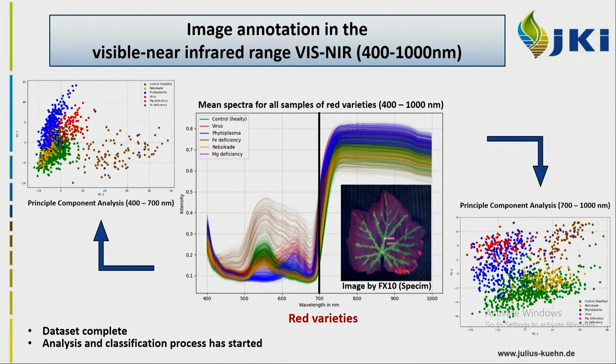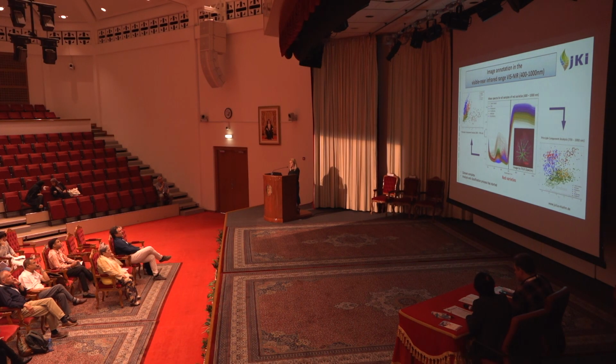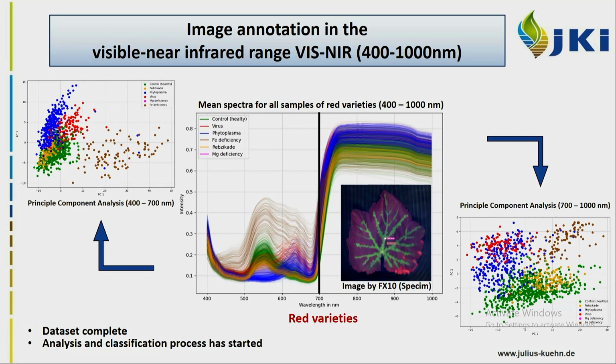During the next slides, I want to summarize the first results of the image annotation in the visible near-infrared range with NIR. This is a work package which is worked on by other colleagues, so I tried to roughly summarize this. I hope it's clear for everybody. So in this mean plot, the mean spectra are plotted for all samples of the red varieties, and each color represents one of the disease classes.